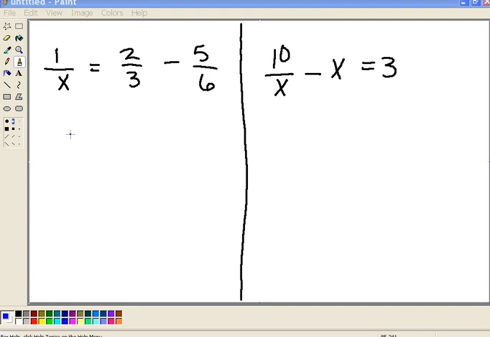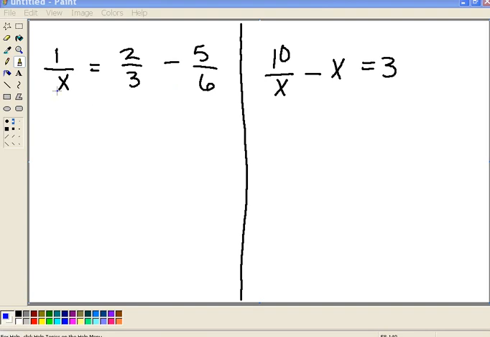Hi, this video will talk about how to solve rational equations. So the first thing we want to do is get our variable out of the denominator. And the way we're going to do that is the same way we've done this throughout algebra. Get rid of our denominator. The way we get rid of our denominators is multiplying through by our least common multiple.